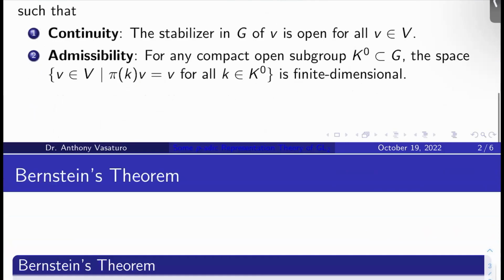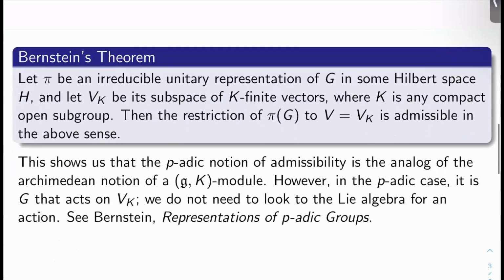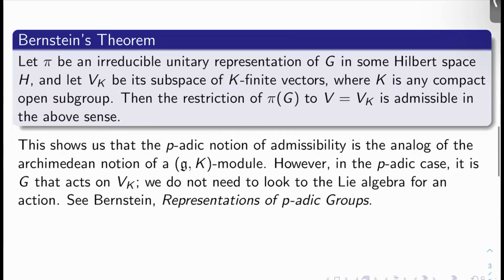How analogous is it? Well, we have Bernstein's Theorem, which says let pi be an irreducible unitary representation of G in some Hilbert space H, and we'll let V_K be its subspace of K-finite vectors. That should probably be a V superscript K, but it doesn't really matter too much. Now here K is any compact open subgroup you like. The theorem says that then the restriction of pi of G to V equals V_K is admissible in the above sense. So what is this theorem saying?